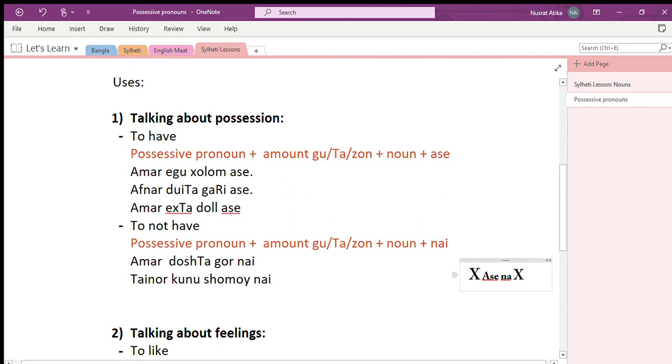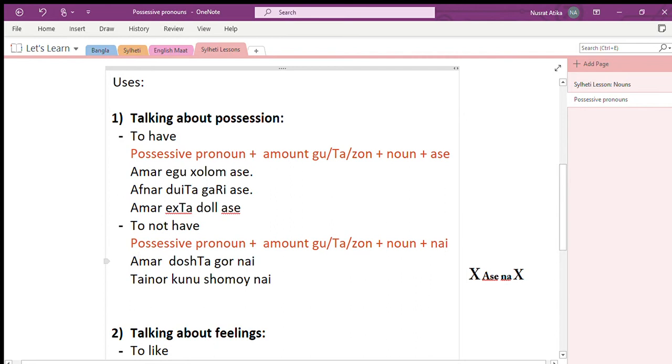When you talk about not having something, first rule is don't assume it's asena. Please don't. This is a huge mistake and a very awkward one, so don't make it. It's not asena. We're not gonna just add a negation and make it to not have. So we're gonna write possessive pronoun, amount, suffix, noun, and then nai. Instead of saying asena, we're gonna say nai. That's what happens. We're just gonna use a completely different term.